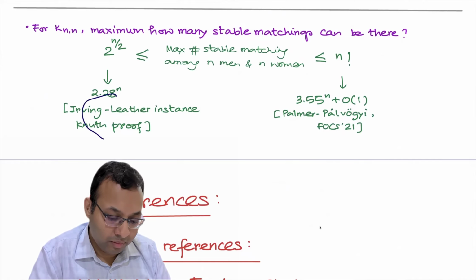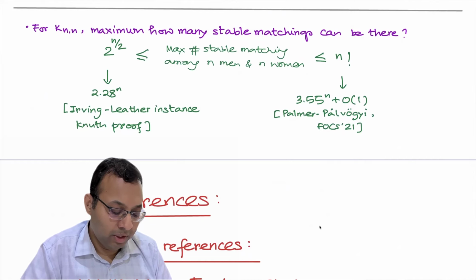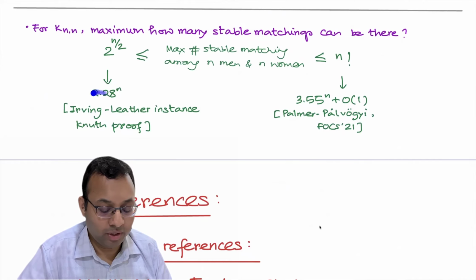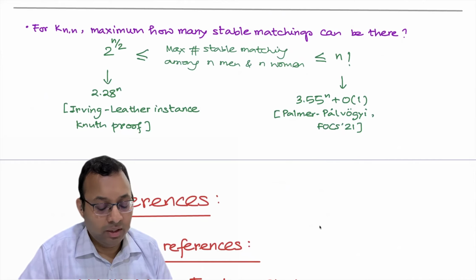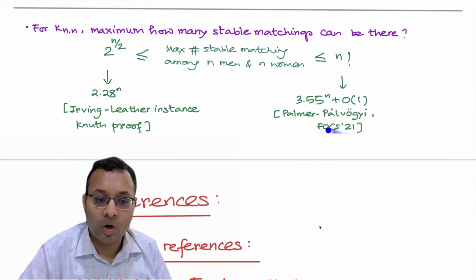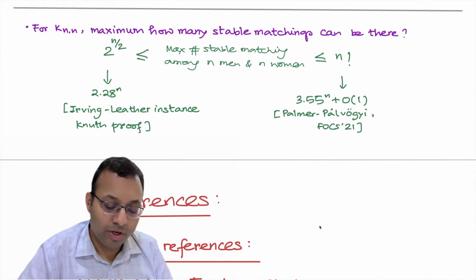The lower bound was improved by Donald Knuth, using an instance of Irving and Leather from the 1970s, to 2.28 to the power n, which is still the best one, for almost 40 years. On the upper bound side, there is progress, and the best known bound is 3.55 to the power n plus some constant, by Palmer and Pálvölgyi from FOCS 2021. This is the state-of-the-art situation for the problem, and FOCS is a top theoretical computer science conference. It's called Foundations of Computer Science. If you're interested to know more, you can check this paper.